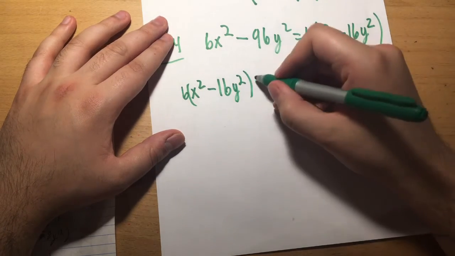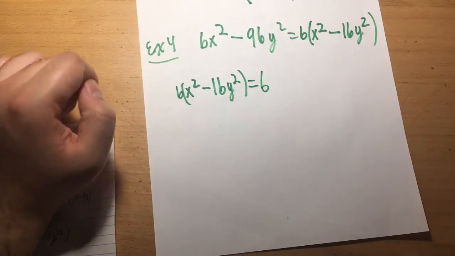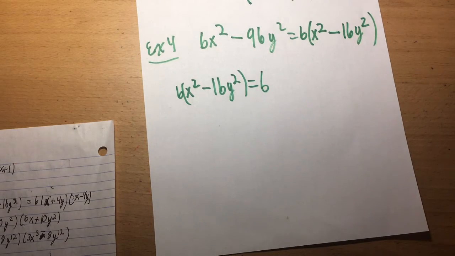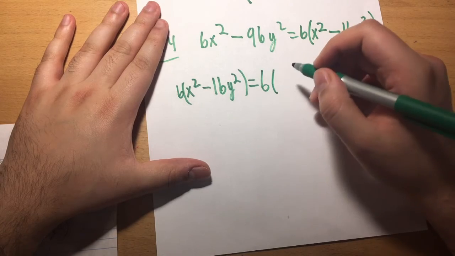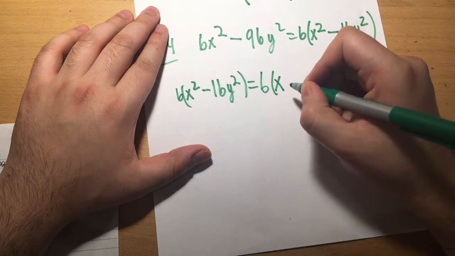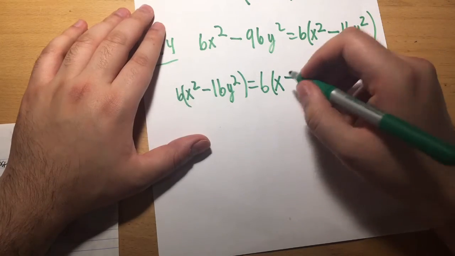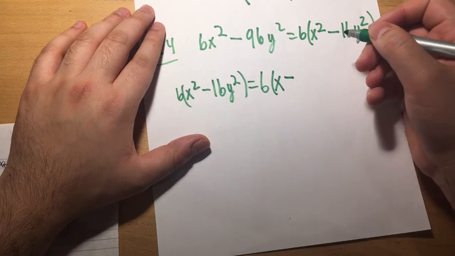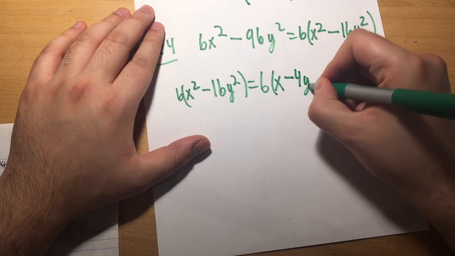All right. So 6 stays on the outside, right? That's not really a part of what we're doing. Now we're going to do square root of the first thing, square root of x squared is just x, minus square root of the second thing, which is square root of 16y squared, should just be 4y.